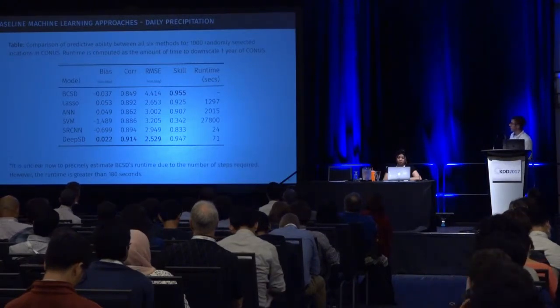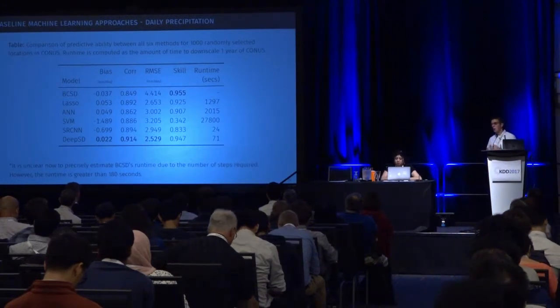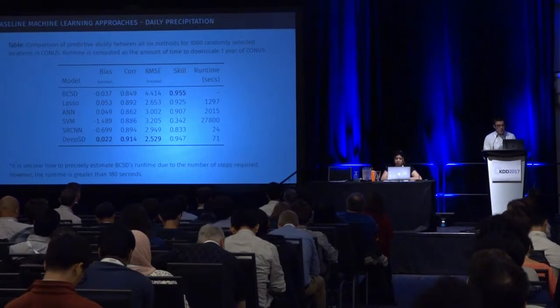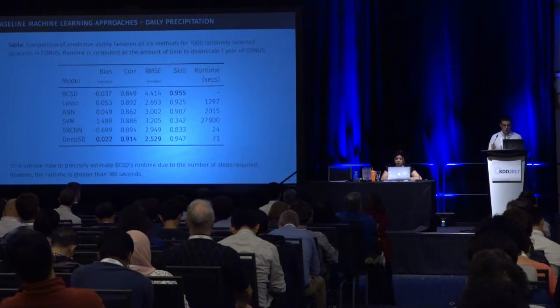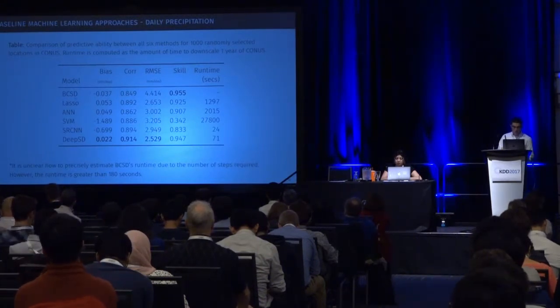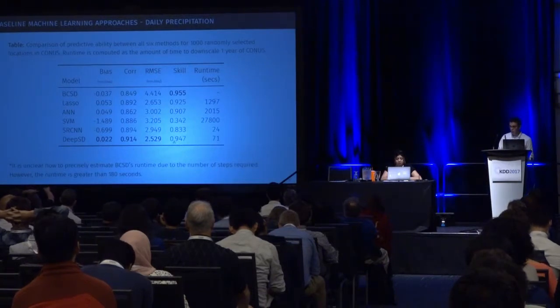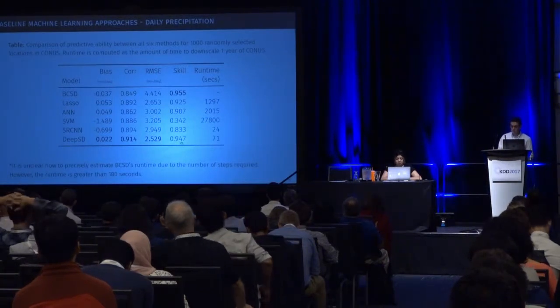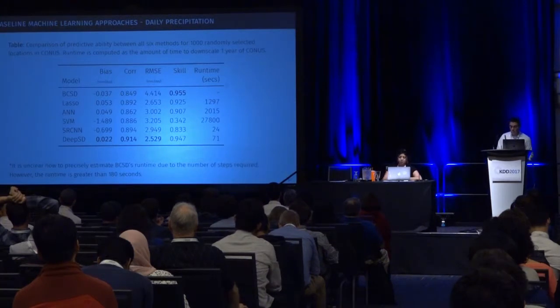Skill is basically a measure of how well we're matching the distributions. So are the PDFs matching? And it's between 0 and 1. So 1 would be basically a perfect distribution matching of the underlying climate variable. As expected, BCSD does quite well. But coming in second is actually our model, at 0.947, which is not too far behind. I was pretty impressed by that because I did not expect it to match the distribution quite so well. And then we looked at runtime.